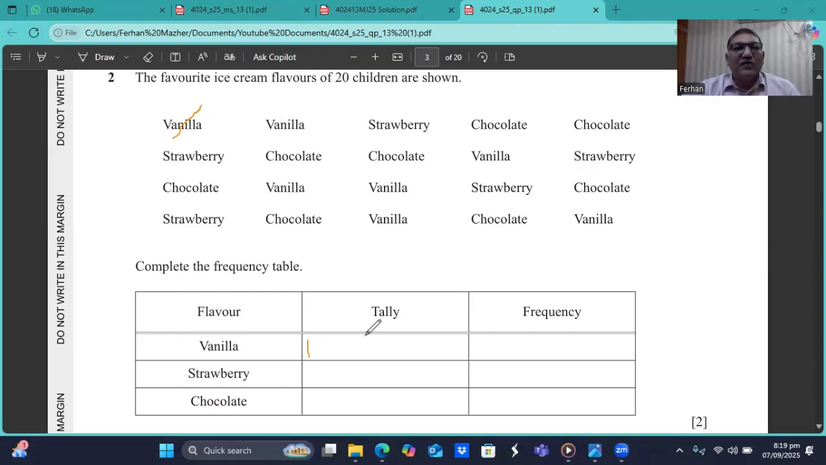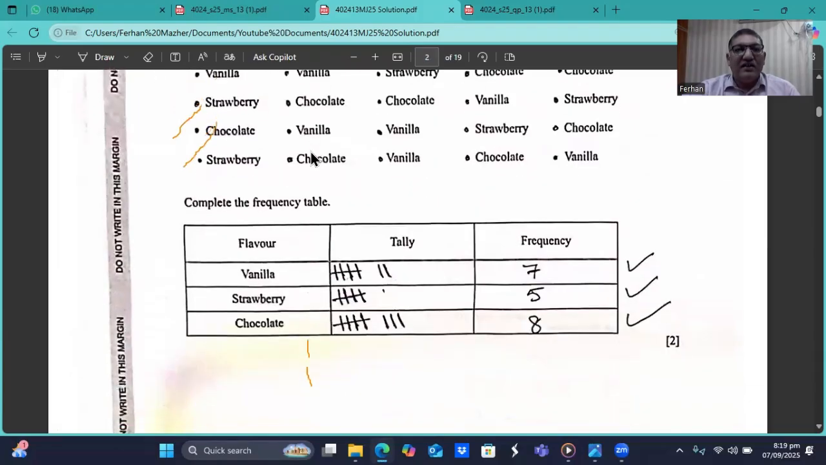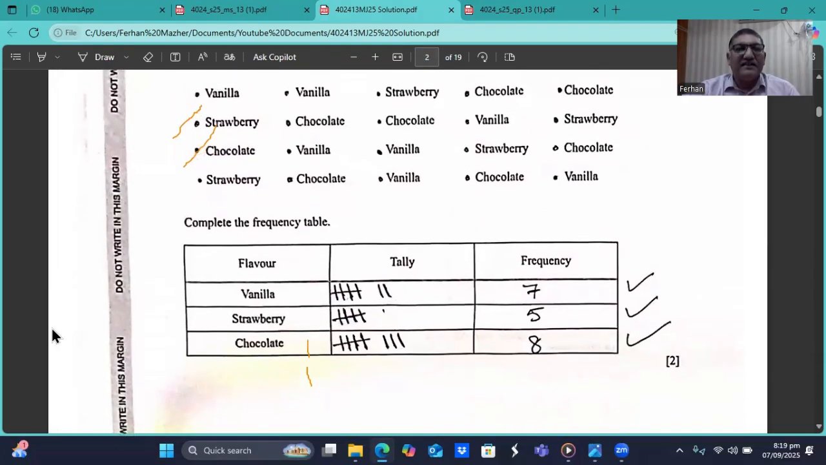So this is the way. Then you have, let's say, strawberry. You will cut the strawberry and put a 1 here. This is how it is done. Let me show you. I have marked these tallies, and you can see that I have put dots there. I have put those marks, and now those marks are not going away.